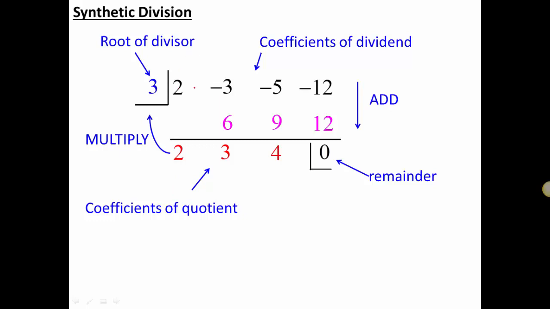So we started with 2x cubed. When we divided, we would end up with 2x squared plus 3x plus 4. And then that would be your final answer. So the idea with synthetic division is take the variables out in order to figure out the numbers that represent your answer, and then put the variables back in order to present your answer.